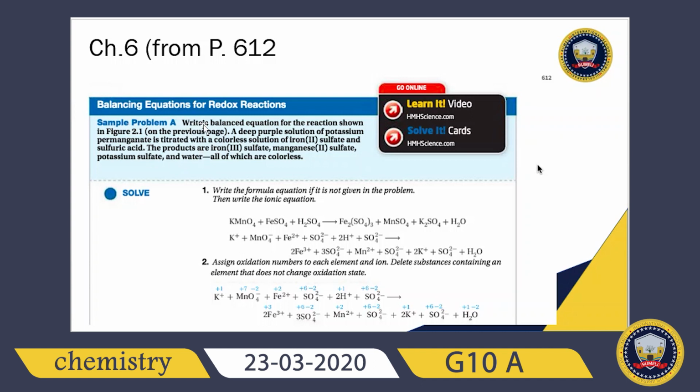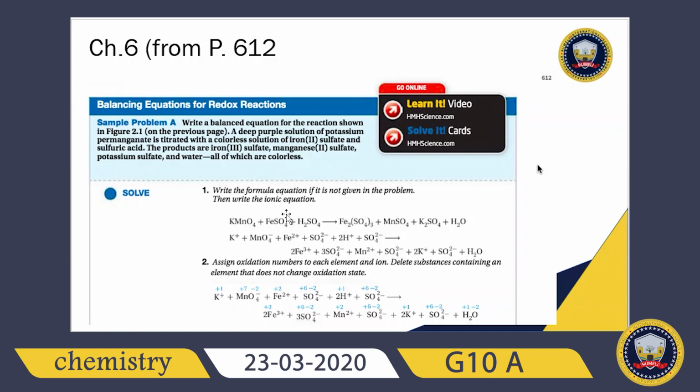So you see, what does he want? Write a balanced equation for the reaction shown in figure 2.1 on the previous page. A deep purple solution of potassium permanganate is titrated with a colorless solution of iron 2 sulfate and sulfuric acid. The products are iron 3 sulfate, manganese 2 sulfate, potassium sulfate, and water, all of which are colorless.